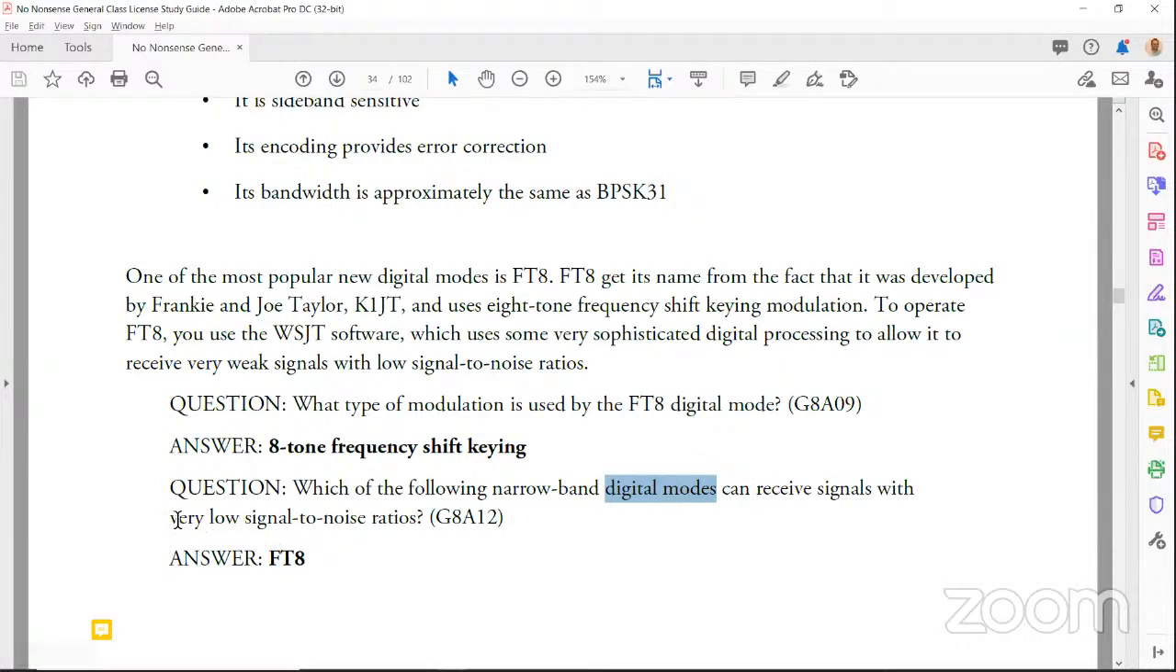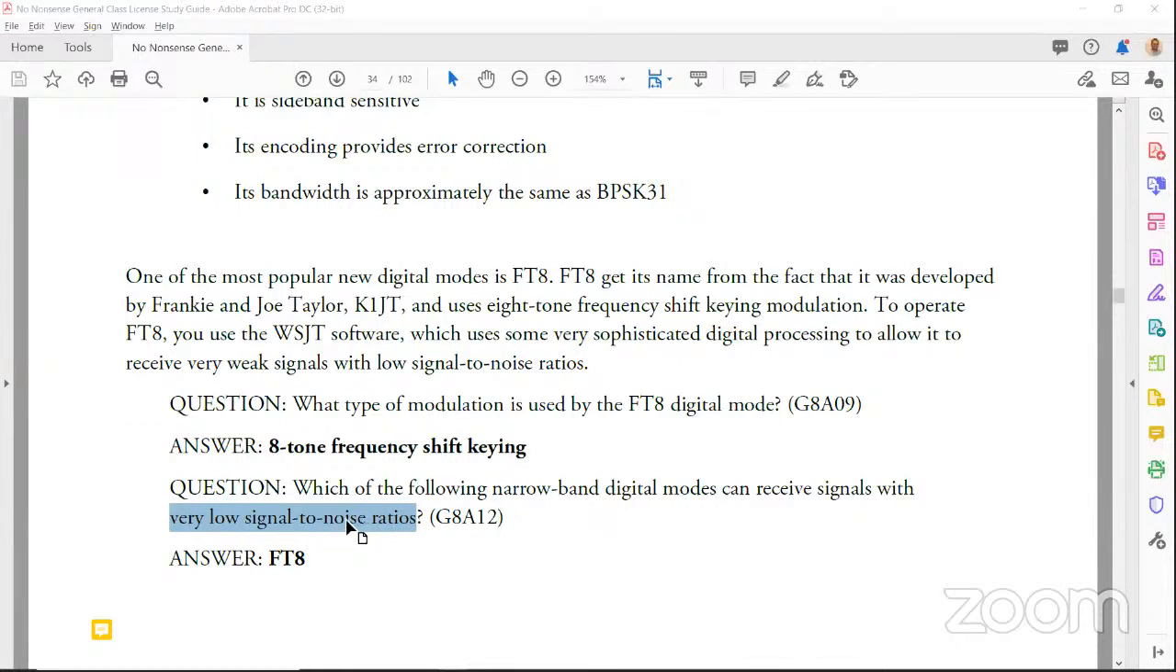Can receive signals with very low signal to noise ratios. So last class, we mentioned that FT8 is a weak signal propagation mode. It works very well when the signal level to the noise level is very low. What that means, it's weak. When your signal to noise is very low, that means you have a relatively weak signal.